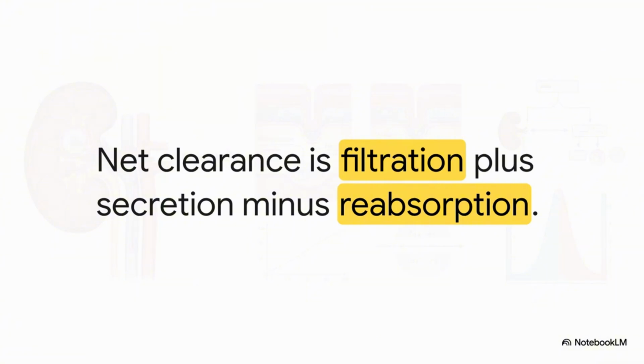So, linking this back to those 4 macroscopic processes we discussed earlier, this clearance value is really just the net mathematical result of 3 things. It's the initial glomerular filtration of the waste, plus whatever amount gets actively added via tubular secretion, minus whatever amount gets reclaimed back into the blood by tubular reabsorption.